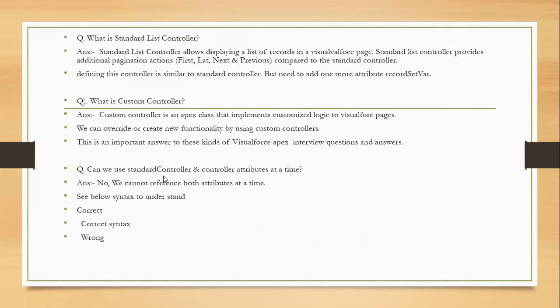Next, what are standard list controllers? Standard list controllers allow you to display a list of records on a page. They provide additional pagination actions such as first, last, and next, compared to the standard controllers. Defining these controllers is similar to standard controllers, but you need to add one more attribute, recordSetVar.